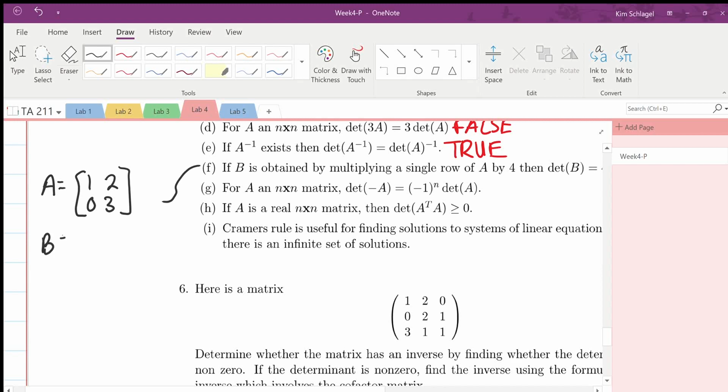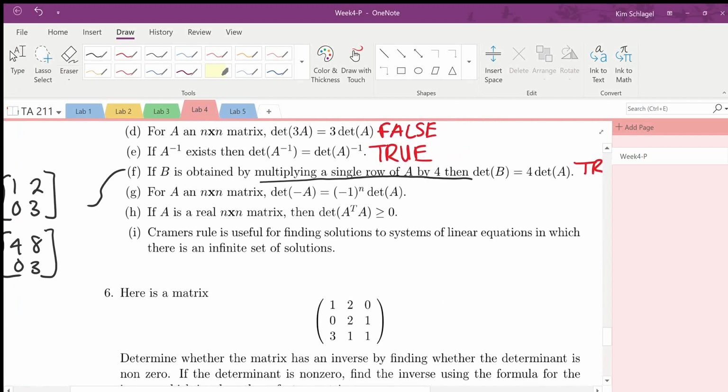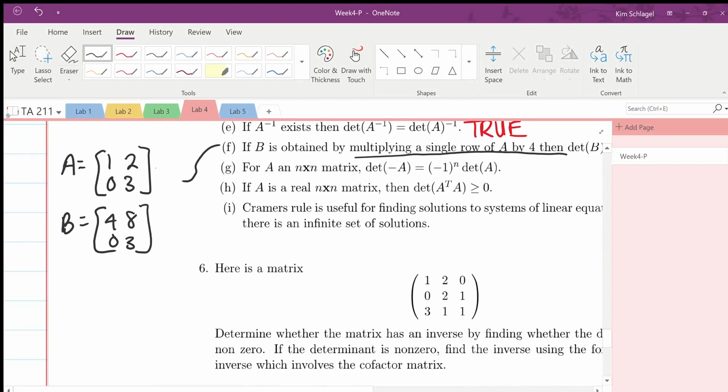We're going to create B by multiplying a single row of A by 4. So let's just choose row 1. So we multiply that by 4, and we end up with our B. Okay. So the determinant of A here is just 3 times 1 minus 2 times 0. So the determinant of A is 3. Okay, the determinant of B equals 4 times 3 minus 0 times 8, so it equals 12.